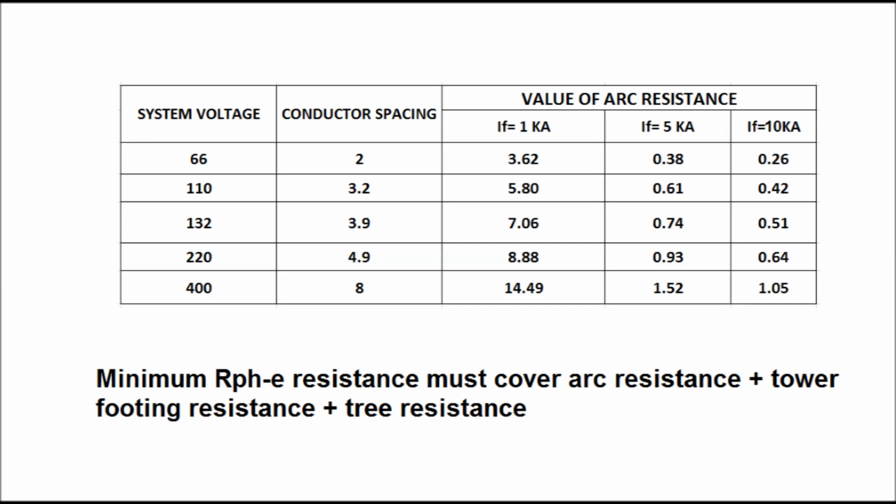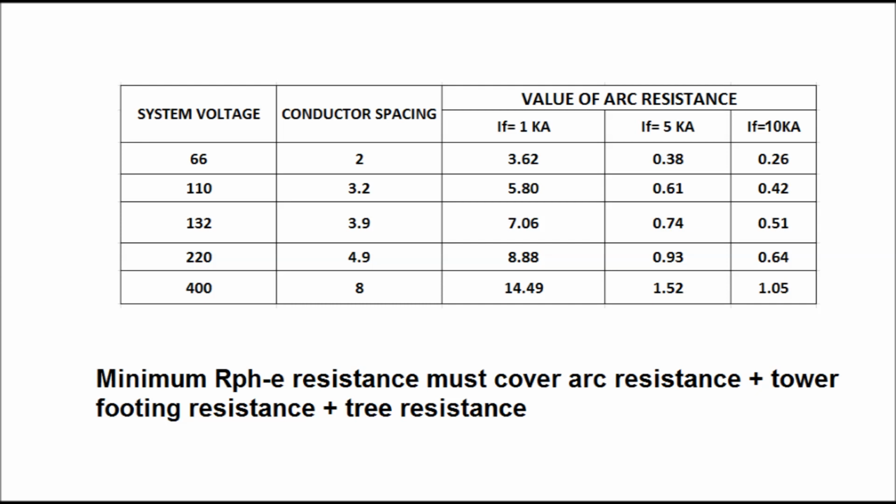For a 400 kV system voltage, as the conductor spacing between phases is more compared to 220 kV, that is 8 meter, for the same fault current IF equal to 1 kiloampere, the arc resistance comes as 14.49 ohm. For IF equal to 5 kiloampere, it is 1.52 ohm, and for IF equal to 10 kiloampere, it is 1.05 ohm. It is the primary value. We should convert it to the secondary value by multiplying by the CT ratio and dividing by the PT ratio.